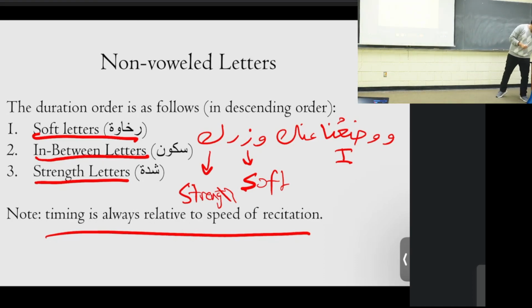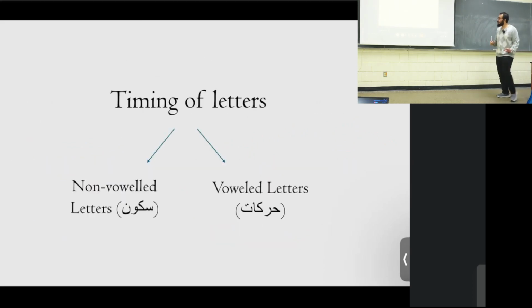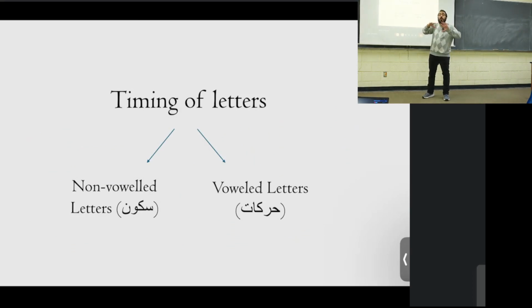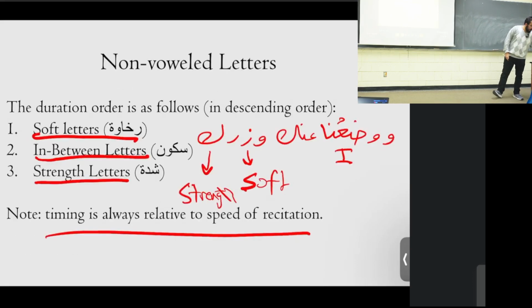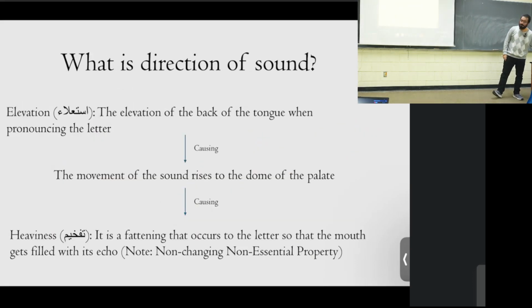So, timings of letters. We have voweled letters and we have non-voweled letters. Voweled are naturally all of the same time. So ba, ta, tha, all of them are taking the same amount of time. The non-voweled, we have three levels. We have the soft, then we have the in-between, and then we have the shidda. Okay?